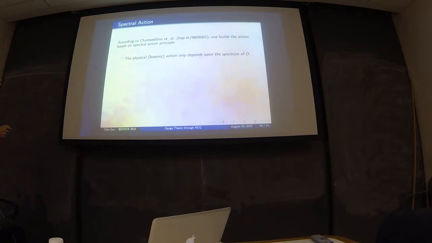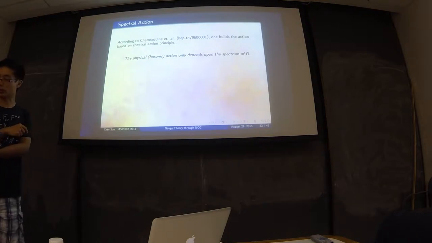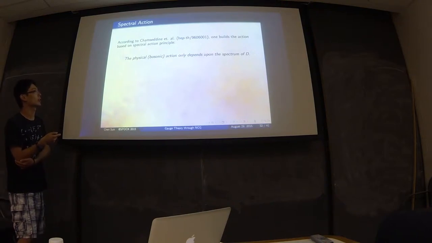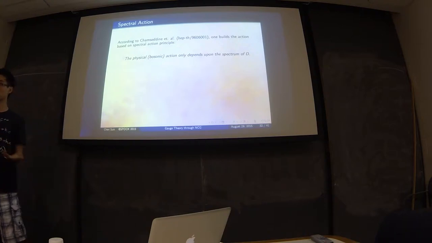So the claim, according to Chen, Steen and company, is that we can build the action based on the spectral action principle. By that, it means that the physical, actually bosonic action, the bosonic part of the action, only depends upon the spectrum of the Dirac operator. So what does that mean?